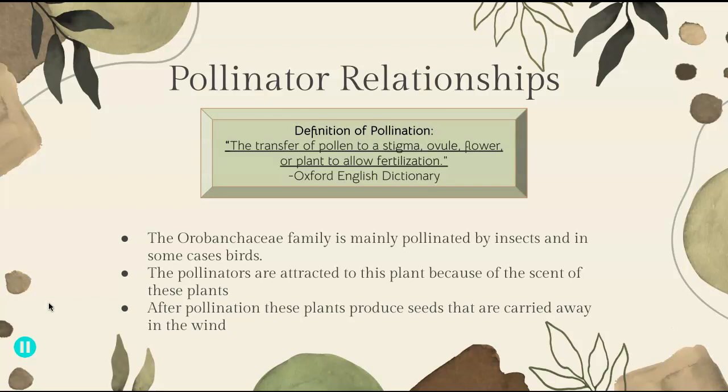And within the Orobanchaceae family, pollination mostly occurs through insects and in some rare cases birds. And this happens because these pollinators are attracted to the sweet aroma of this plant. And after pollination actually occurs, these plants produce seeds that are then carried away in the wind, and they land somewhere else, and once they have landed, they become new plants.